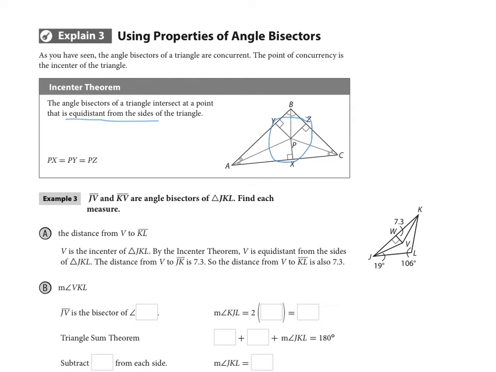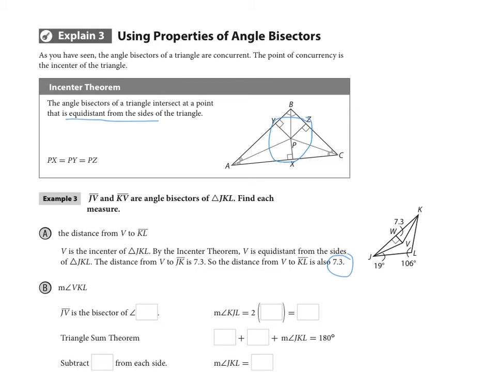Well, the other distances to the sides are also going to be the same. So V to JL will be the same and V to JK will be the same. And we happen to know that V to JK has a length of 7.3. And so we can assume that all those distances to the sides are 7.3. For part B, we want to know the measure of angle VKL. And again, that's going to be this right side of this angle, VKL.